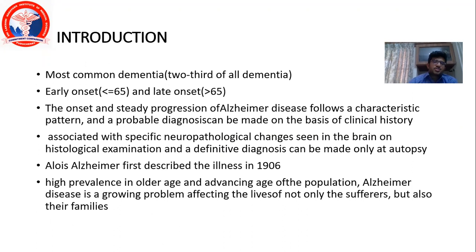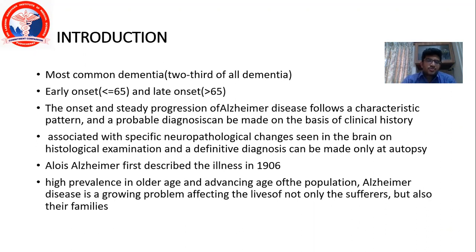So, introduction. As I told earlier, Alzheimer's disease is the most common dementia. It accounts for more than two-thirds of all dementias. The second most common is vascular dementia, and the third, as of now, is frontotemporal dementia. It is broadly classified into early onset and late onset, and according to ICD-10 criteria, age 65 is the age set to differentiate between early and late onset.